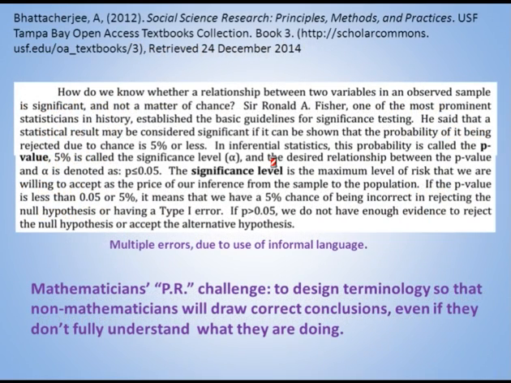And I close with this paragraph that I flash up here. There are numerous errors in this paragraph. The writer is trying to use informal language to give people an intuitive idea. Now, I just put out this statement that for a mathematician, our PR challenge is to design terminology so that even non-mathematicians will draw correct conclusions even if they don't fully understand what they're doing. It's kind of like driving a car. We have a car, we have diagnostics. We don't need to understand how the car works, but we do need to know how to drive. We have to create terminology so that people who don't understand what's going on still can use the terminology correctly.